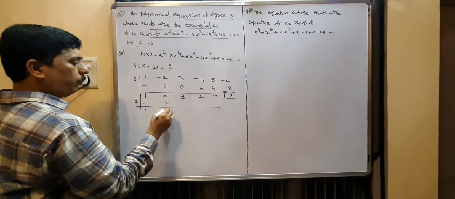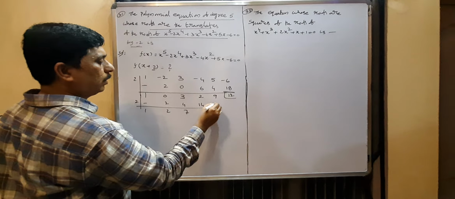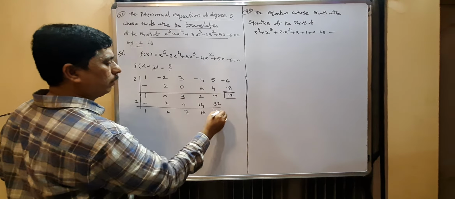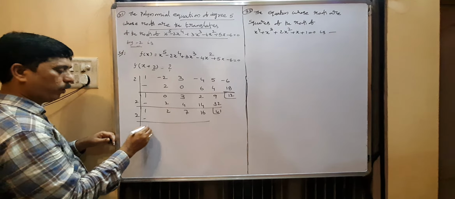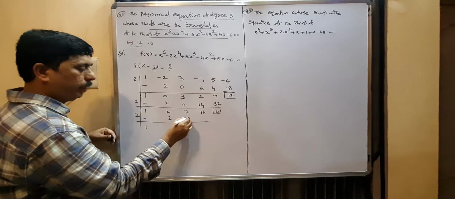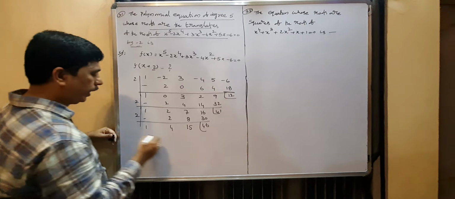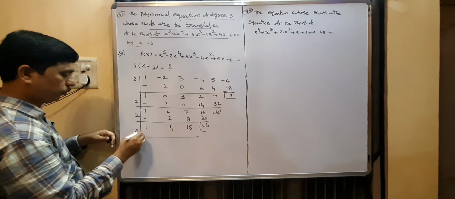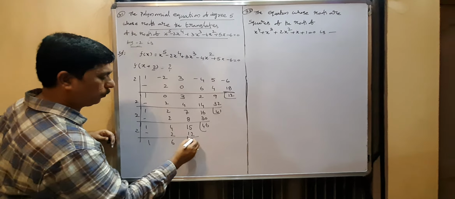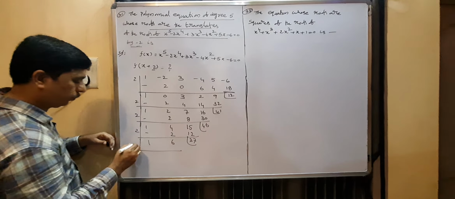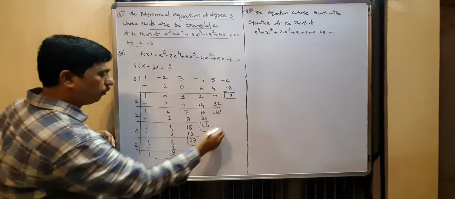1, 2, 4, 7, 14, 16, 32, that is 41. Again 2, until the last remainder. 1, 2, 4, 8 means 15, 2 times 15 is 30, that is 46. Again 2. 2, 6, 12, 27. Again 1, 2, 8. So you can go in the reverse order.